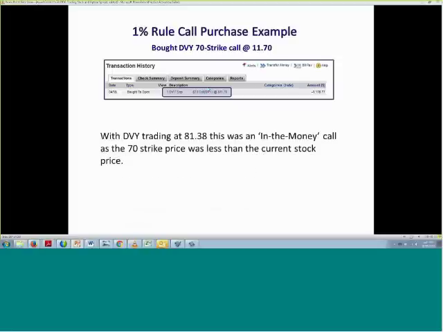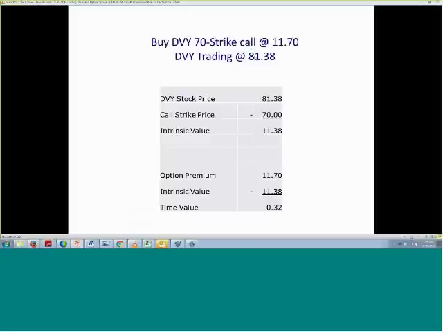So let's look at an actual example here. We bought the dividend ETF 70 strike call at 11.70. DVY was trading, the stock was trading at 81.38. So this was an in-the-money call because we bought the 70 strike call at 11.70. So stock price 81.38 minus the strike price of the call gives us an intrinsic value of 11.38. So the option premium, we paid 11.70. If you subtract this intrinsic value of 11.38, the time value was only 32 cents.